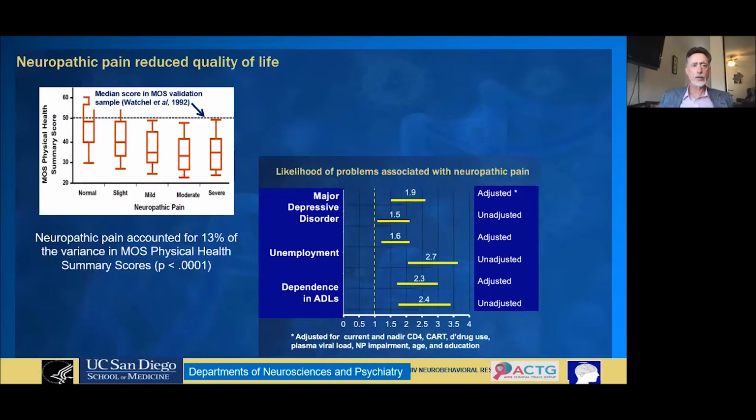Having neuropathic pain is associated with a very significant reduction in quality of life, both physical and mental health, and also with a variety of other complications, including major depressive disorder, lack of employment, and becoming dependent in activities of daily living.